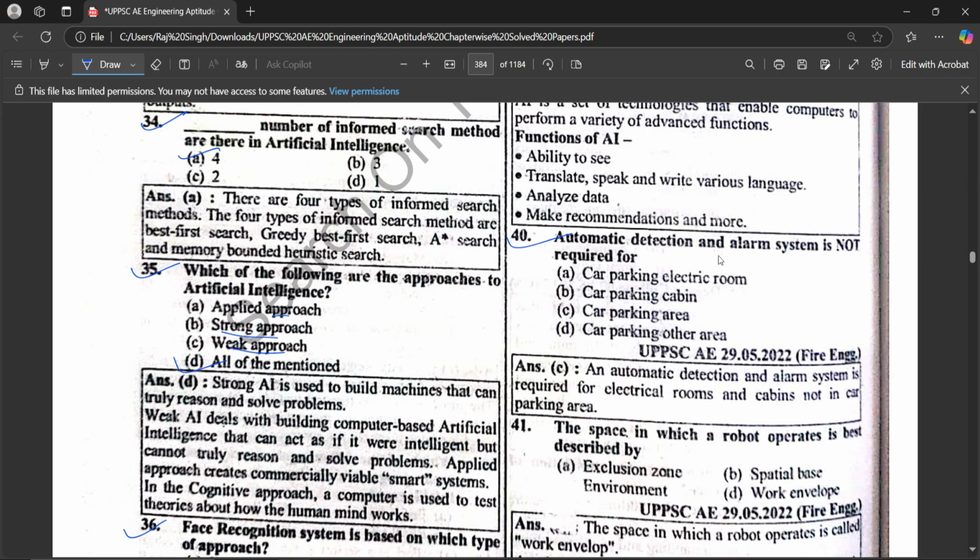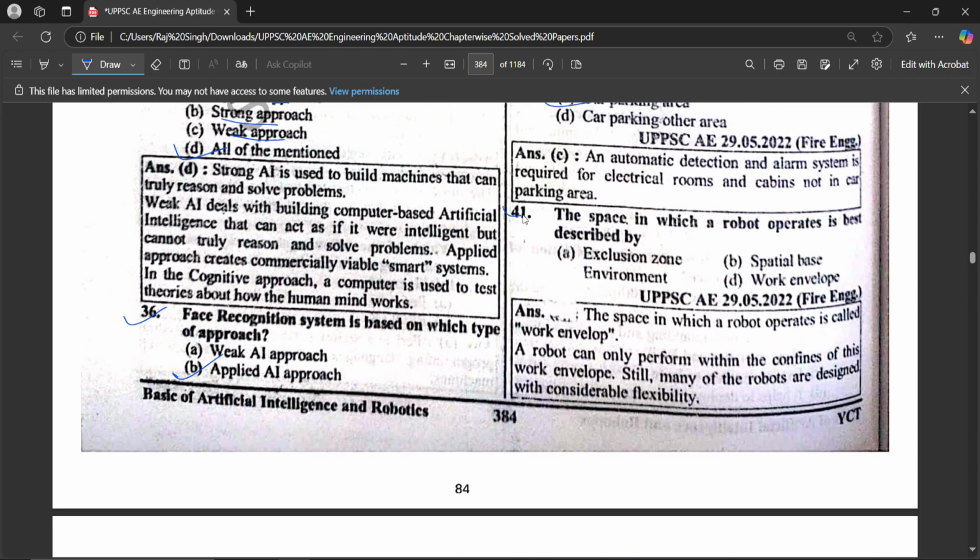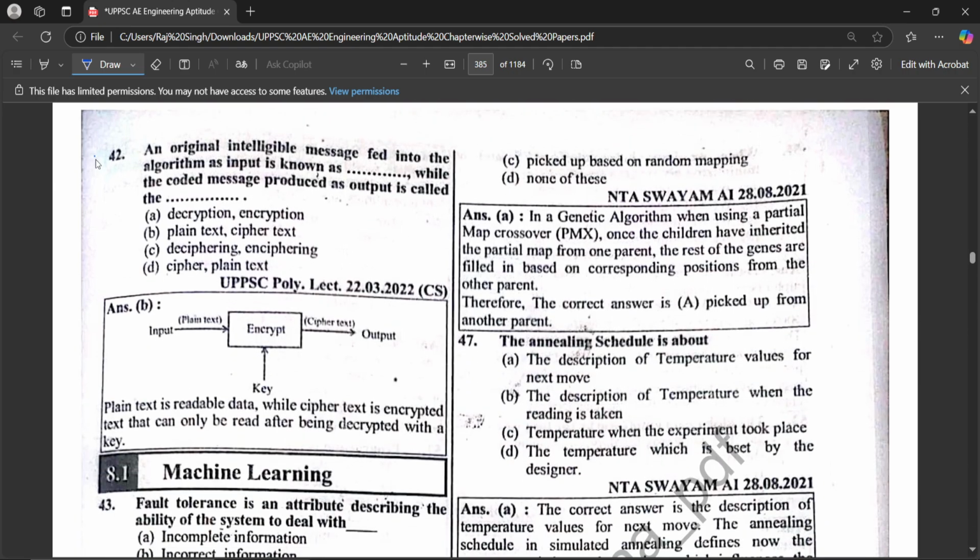Automatic detection and alarm system not required for car parking area. The space in which a robot operates is best described as the work envelope.